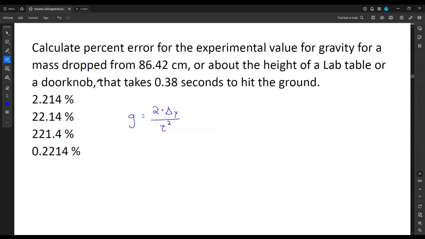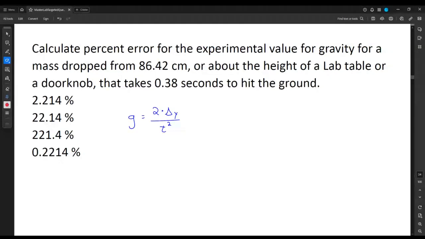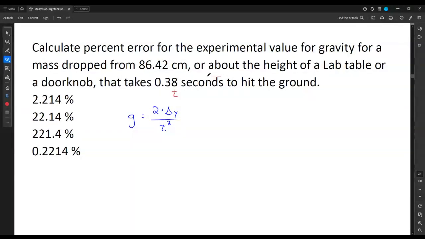Okay, the time is fine because that's in seconds, and that's typically how we measure time. But that change in height or change in y position here is not fine. We want typically meters. So to the side, 86.42 centimeters.